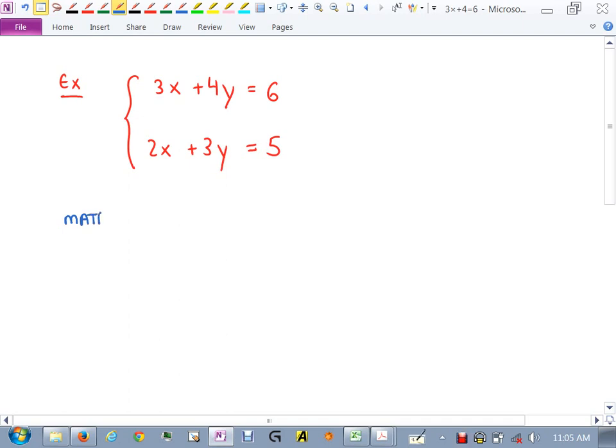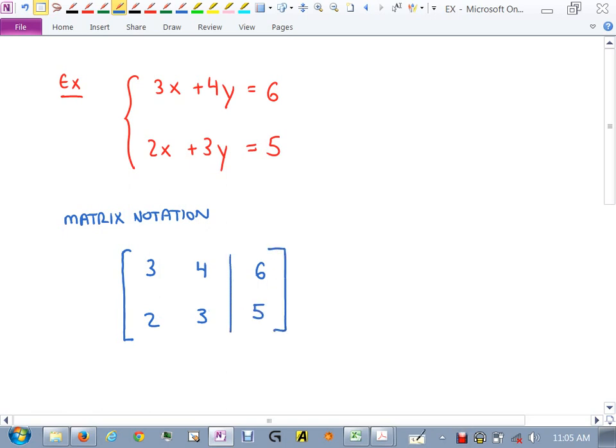So matrix notation would look like this. We draw a big bracket for the matrix. We write 3, 4, 6, 2, 3, 5, close the bracket, and then we usually put a line here or a dotted line. I think I said I was going to use the solid line. This is what we called, anyone remember what we called it? Augmented matrix.